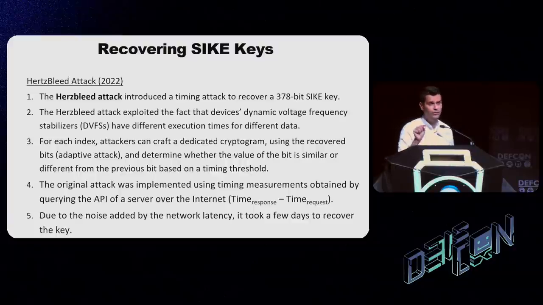And the researchers were able to show that for each index of the bit, they can craft a dedicated cryptogram that relies on the indexes that they already recovered. Okay, it's an adaptive attack for those of you who are familiar with cryptography. And determine whether the value of the bit under attack is similar to the value that was recovered in the previous index or changed. Okay, and this is all done based on a timing threshold. Now the original attack was implemented using timing measurements obtained by querying the API of a server over the internet. They deducted the request time from the response time. And again, due to the noise added by the network latency, it took a few days to recover the keys.